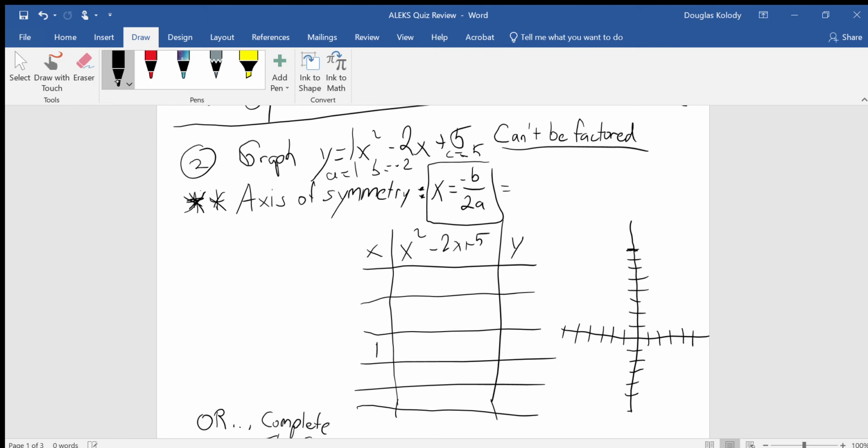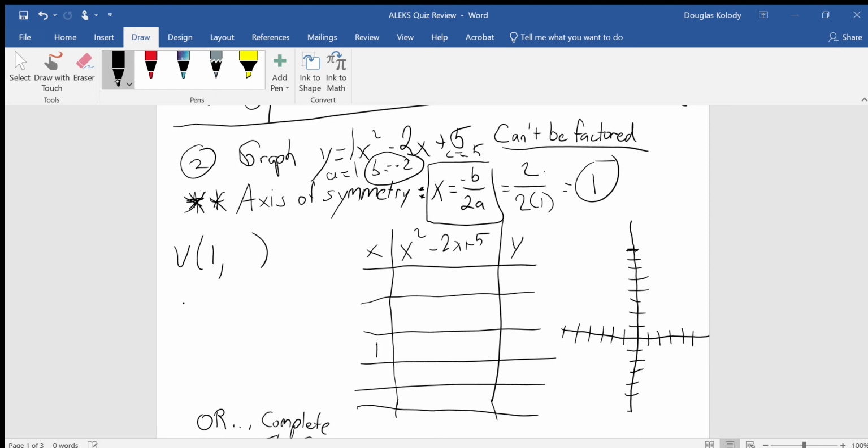So then negative b divided by 2a would be a negative of a negative 2, which would be positive 2, over 2 times a, which is 2 times 1. And 2 divided by 2 is 1. So that means my vertex is going to be 1 comma blank. How do I find the other part of the vertex? Plug it in, plug it in.